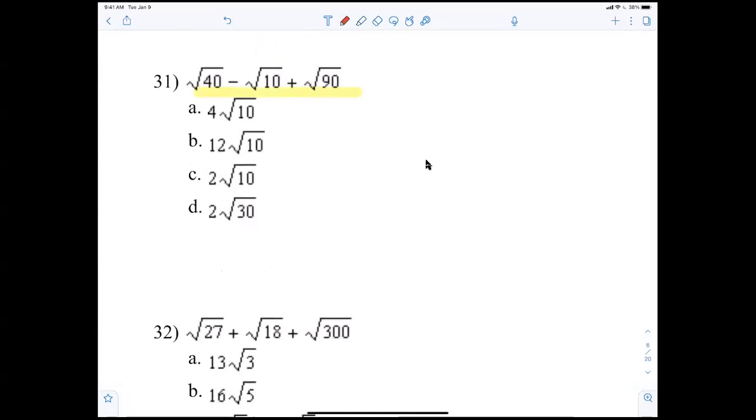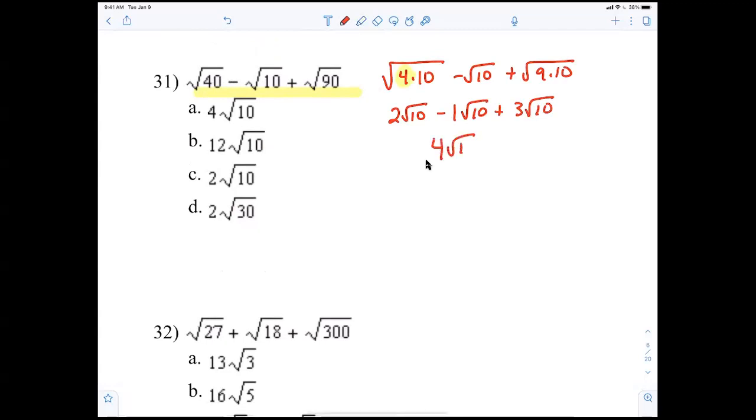So let's look at square root of 40. If you recall, 40 is just 4 times 10, minus radical 10, plus 9 times 10. So then 4 radical 10 is the same as 2 radical 10 minus 1 radical 10 plus 3 radical 10. So altogether, that's what? 4 radical 10.